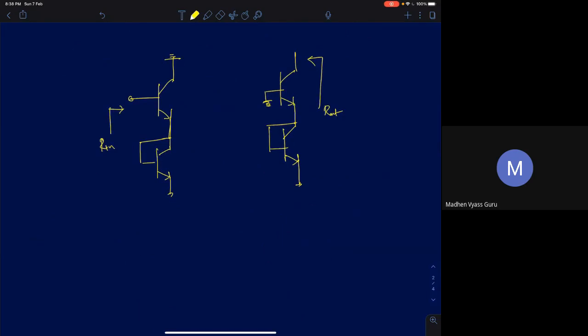Now let's analyze these two circuits. You have a diode connected BJT here, and you're looking into the input of this transistor. Assume both are identical and biased with similar bias currents and parameters, everything you can assume to be the same for both of them.